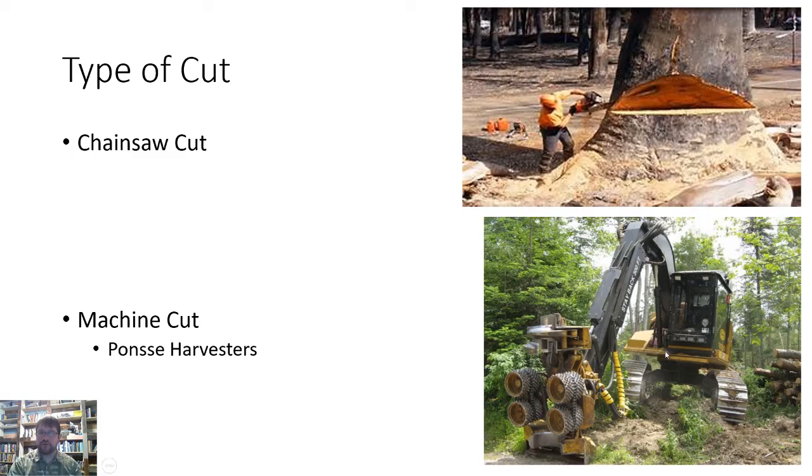But the way a Ponsse cutter harvester works, you have these clamps. The clamps get opened and grabbed onto the tree. You have a cutting chain or a cutting blade at the bottom, and often you'll have a cutting blade at the top too. It depends. Obviously, it depends on the harvester.